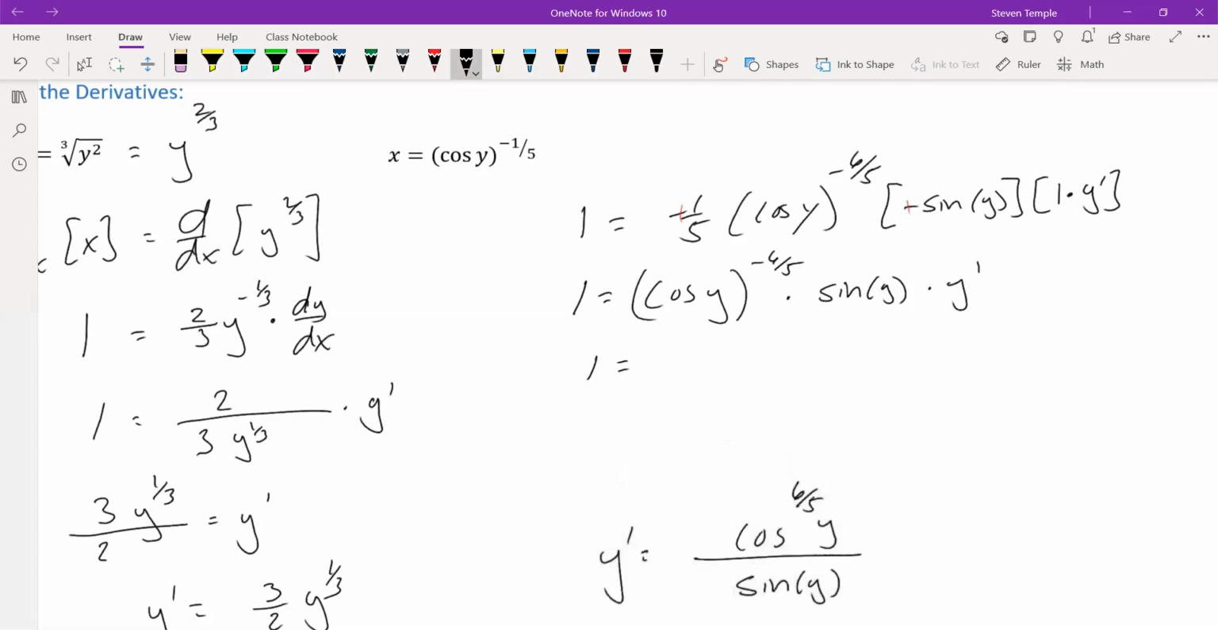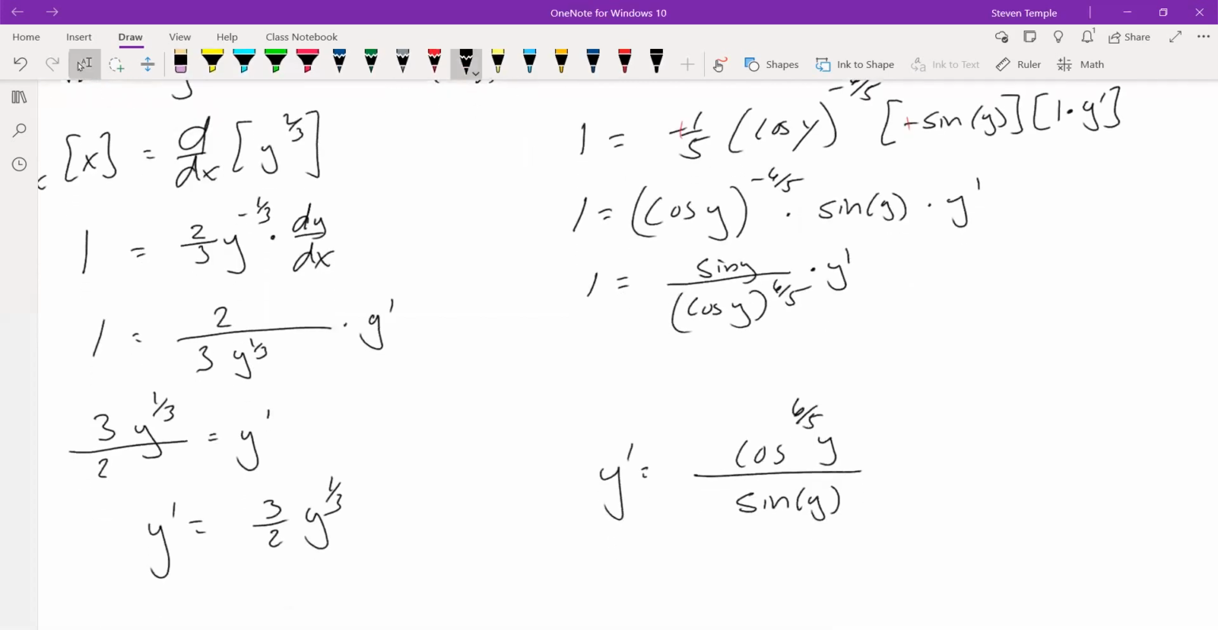All right, so I'm just going to rewrite this. This cosine goes on the bottom. Cosine y to the 6/5. Sine y goes on top times y prime. I want to get y prime all by itself, so I'm going to multiply by cosine y raised to the 6/5. I'm going to divide by sine y. And if I do it to one side, you've got to do it to the other side. And that's how I got the answer.